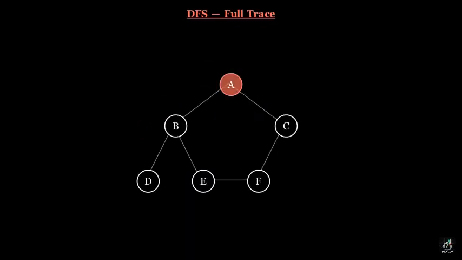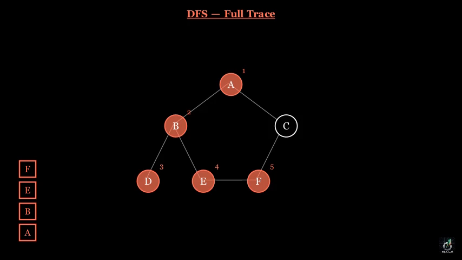Visit A, order 1. Go as deep as possible first. Visit B, order 2. Visit D, order 3. Dead end at D, backtrack. Visit E, order 4. Visit F, order 5. Visit C, order 6.